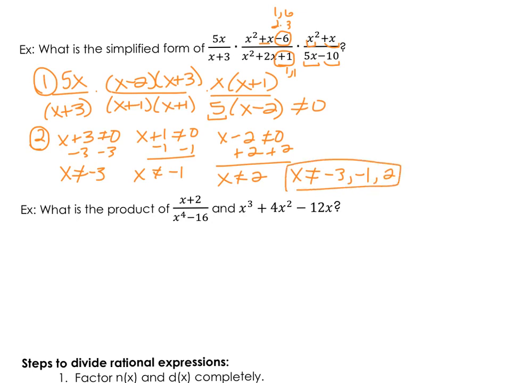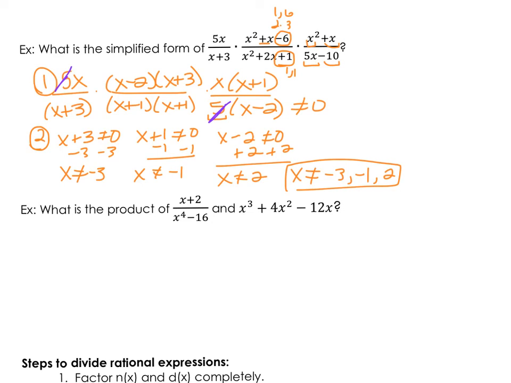And then finally, step 3, the fun part, let's reduce if possible. Do you see anything on top and bottom that could cancel? I see the first 5, and then this 5 in the denominator. Those cross off right away. That's awesome. The x, though, on the left and the x on the right, they're both in the numerator, so they don't cross off.